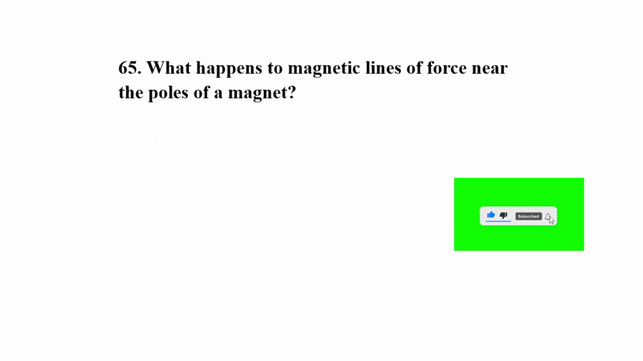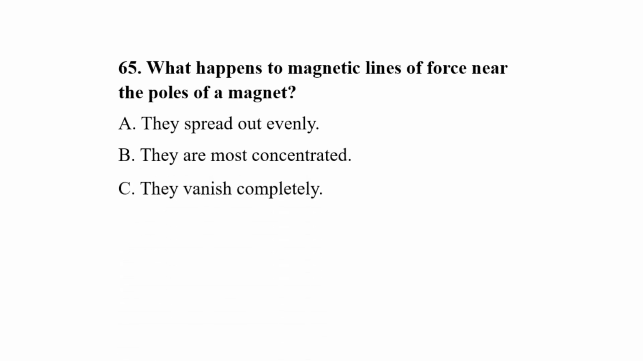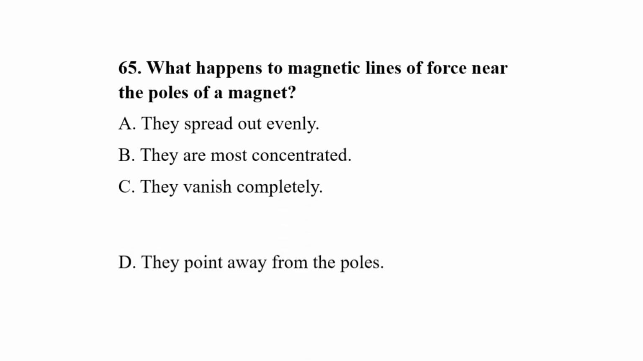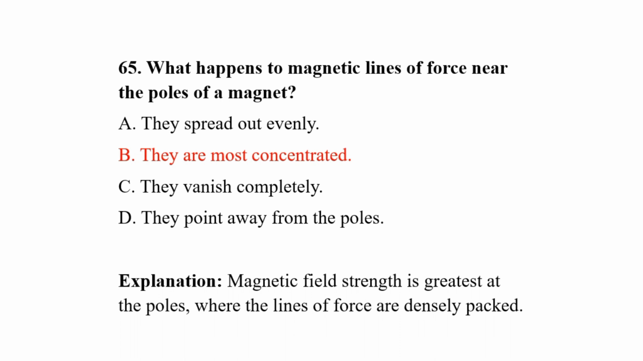Question number 65. What happens to magnetic lines of force near the poles of a magnet? A, they spread out evenly. B, they are most concentrated. C, they vanish completely. D, they point away from the poles. The answer is they are most concentrated. Magnetic field strength is greatest at the poles, where the lines of force are densely packed.